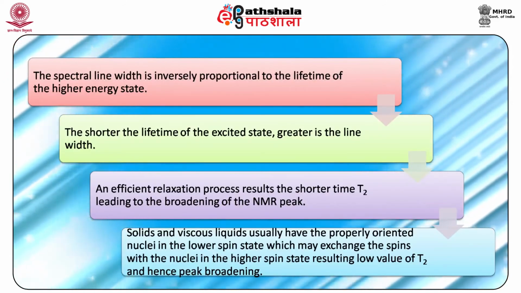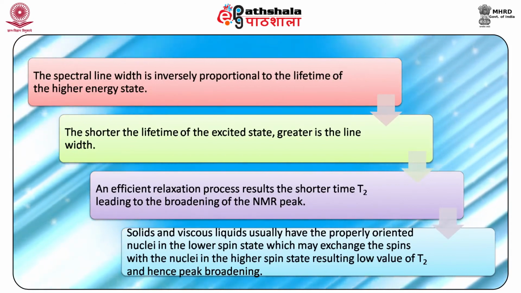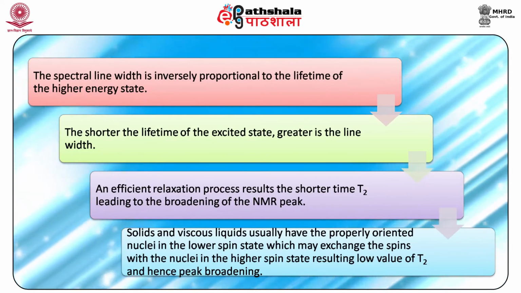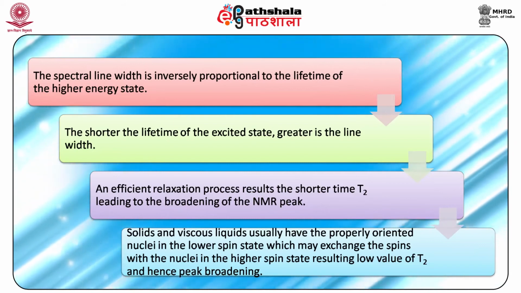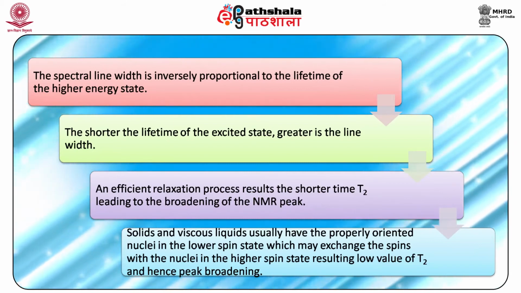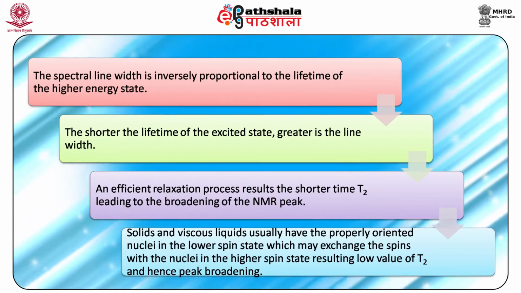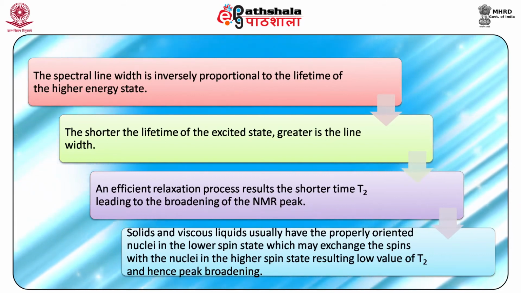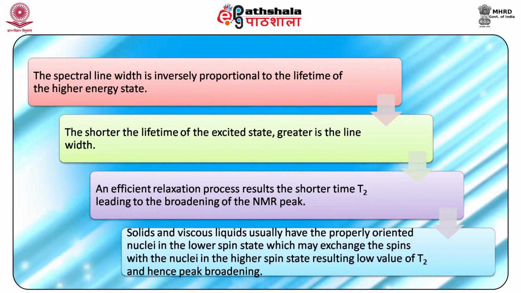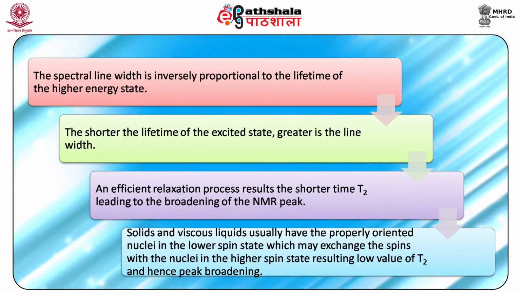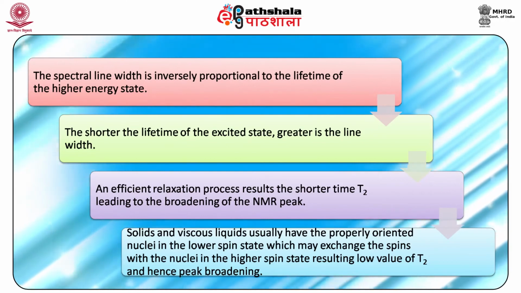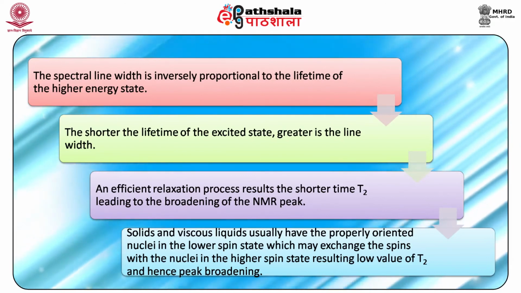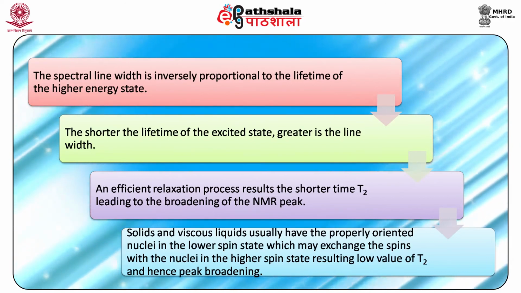A spectral line width is inversely proportional to the lifetime of the higher energy state. The shorter the lifetime of the excited state, the greater is the line width. An efficient relaxation process results in a shorter time T2, leading to broadening of the NMR peak. Solids and viscous liquids usually have properly oriented nuclei in the lower spin state, which may exchange spins with the nuclei in the higher spin state, resulting in a low value of T2 and hence high peak broadening.